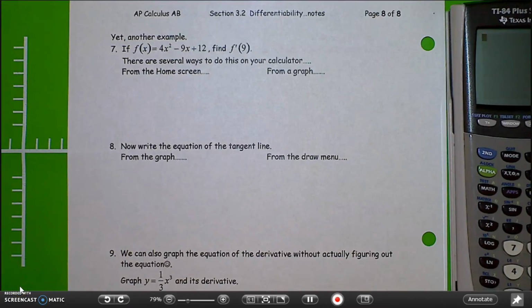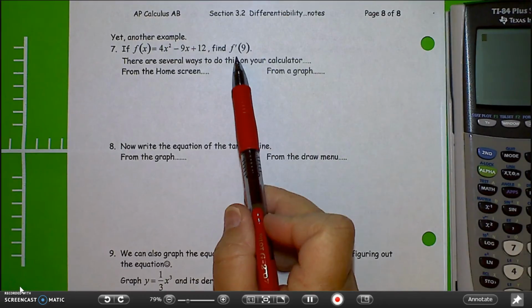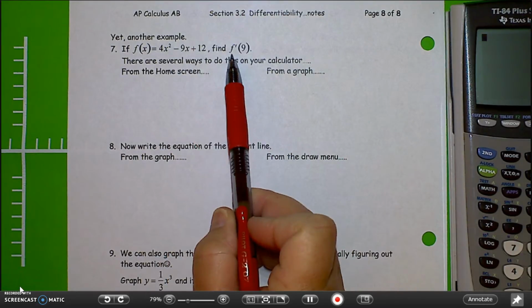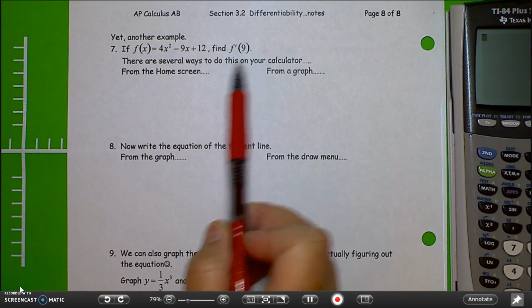Okay, this is section 3.2, page 8. We're going to look at how to find derivatives on the calculator. So we have this function we're interested in. We want to find the derivative at 9. A couple ways to do this.